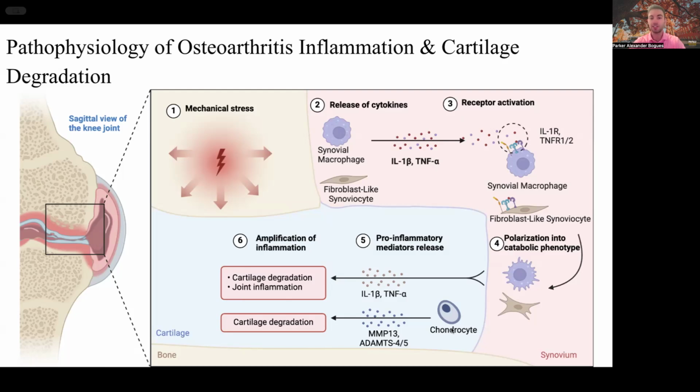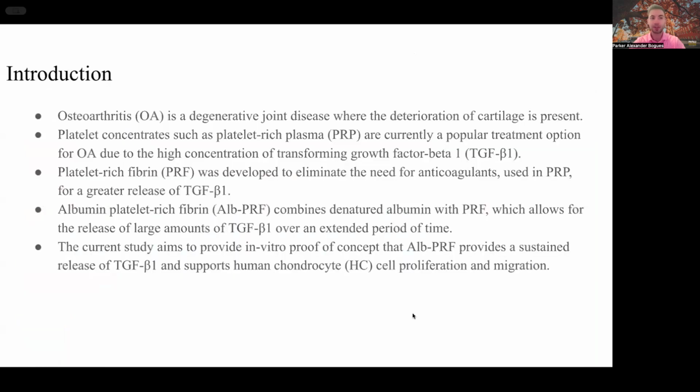Now, our cartilage is composed of a specialized cell called a chondrocyte, and a chondrocyte secretes what are known as matrix metalloproteinases. And these matrix metalloproteinases cleave aggrecans in the cartilage, which also contributes to cartilage degradation over time.